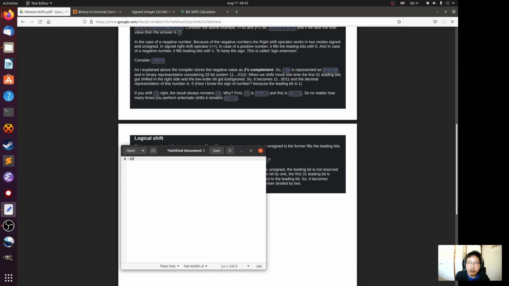Okay, minus 10 right shifted by 1. In this case we are doing arithmetic shift. So here, this is not equivalent to the logical shift. They are not the same.